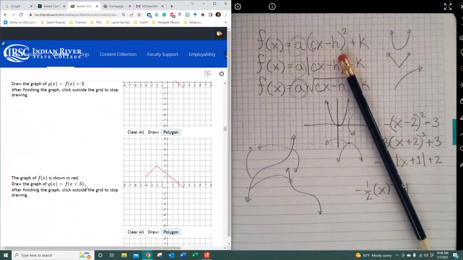Now I do the same thing for this. This is moving 3 units to the left. So I take this, 1, 2, 3. And then I move that also the same distance, 1, 2, 3. And then same thing, move it 1, 2, 3. I right-clicked it and got away from it.